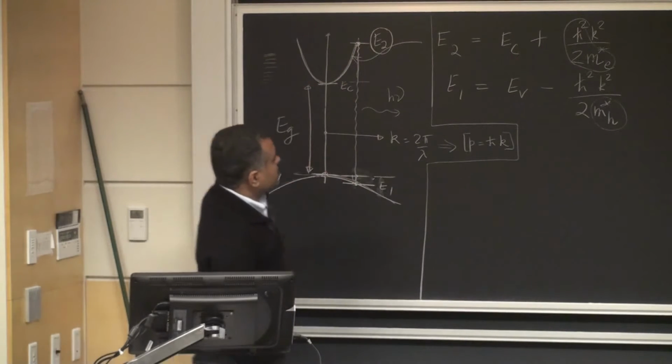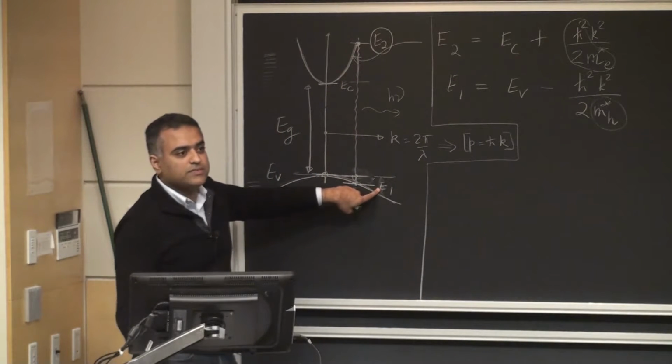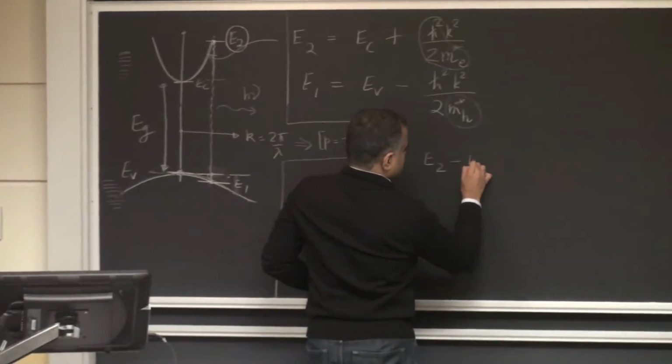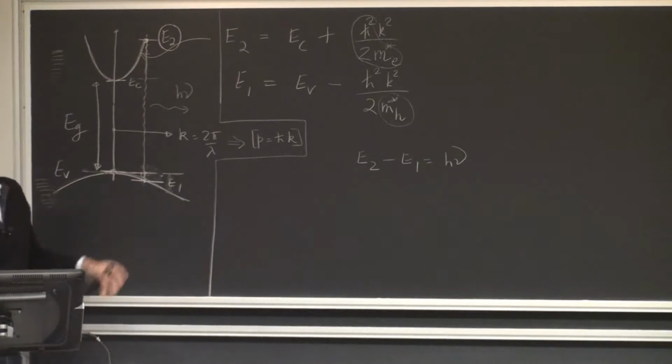Energy conservation is very trivial now. You can see E2 minus E1 must be equal to the photon energy. That's very simple. So let's write that down. E2 minus E1 must be equal to the photon energy h nu. So that's the energy conservation.